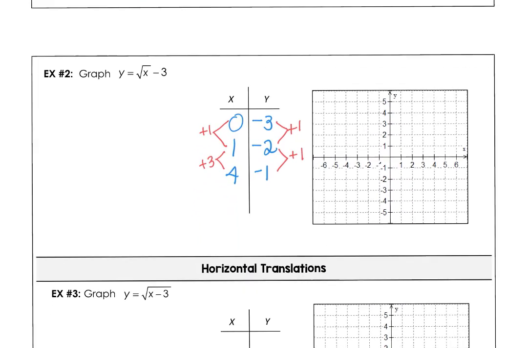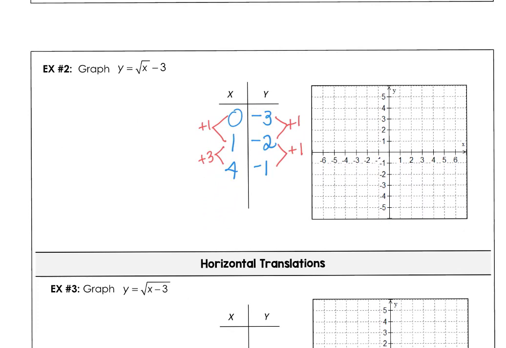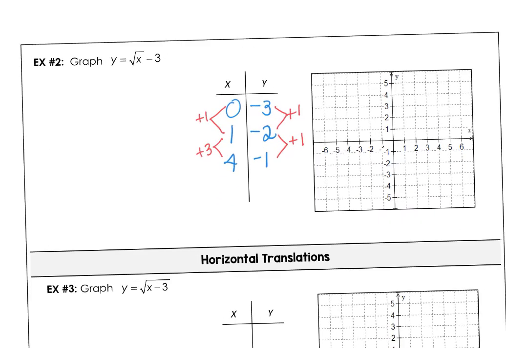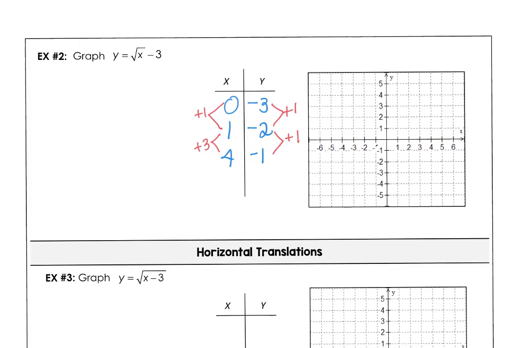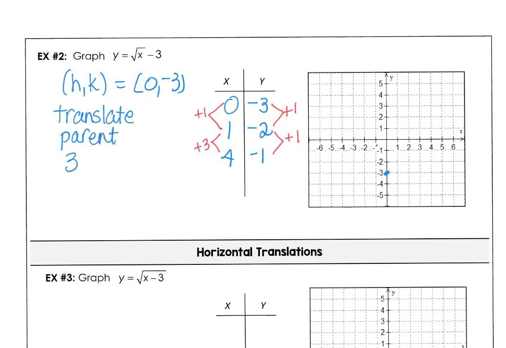Okay, so back to example 2. This is translating the parent 3 units down. So we want to sketch that graph. 0, -3 is that HK value. So HK is 0, -3. And the parent is translated 3 units down.